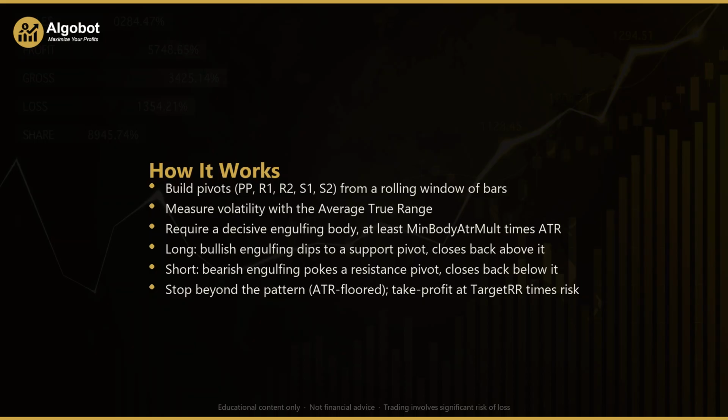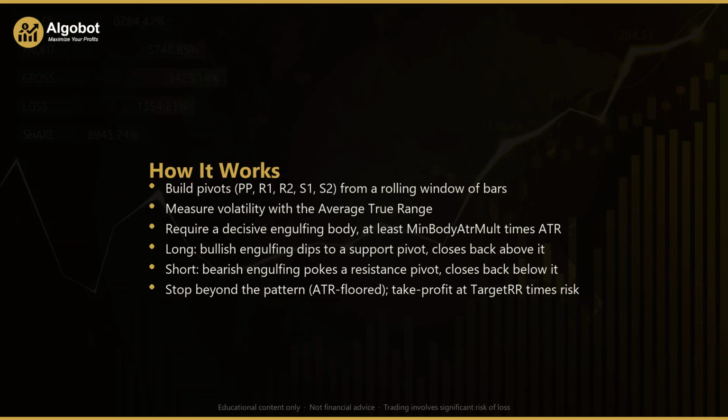The exit plan is defined before the trade is even placed. The stop loss goes just below the low of the engulfing pair, with a small ATR buffer, and it's never allowed to be tighter than the ATR-based stop distance. The take profit is set at TargetRR times the risk, by default 1.8 times the distance to the stop.